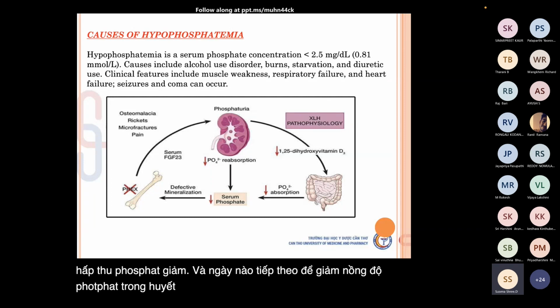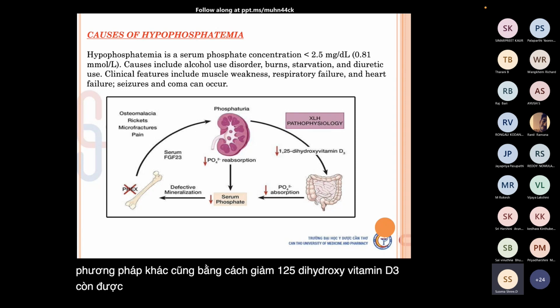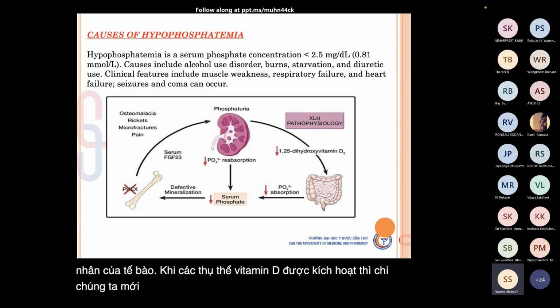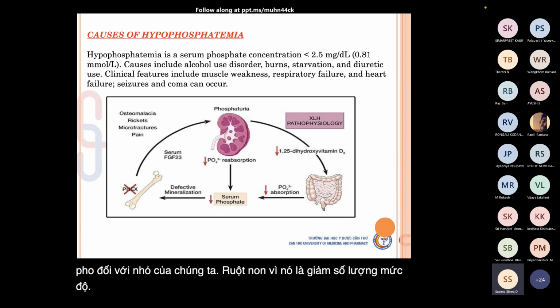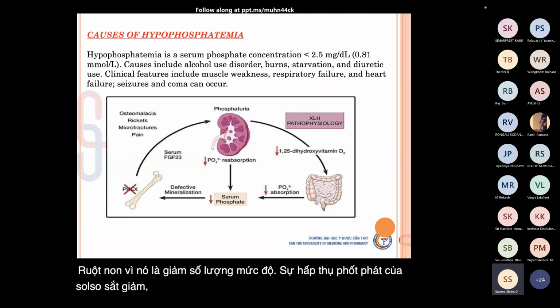This can happen by another method also, by a decrease in 1,25-dihydroxy vitamin D3, also called calcitriol, which is a hormone which activates the vitamin D receptor in the nucleus of the cell. Only when vitamin D receptors are activated can phosphorus be absorbed in our small intestine. As it is at a decreased level, the phosphate absorption of ions also decreases, which leads to a decrease in serum phosphate level.